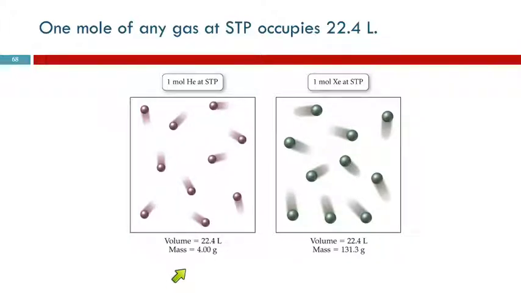The mass is different, though. The mass of 1 mole of helium is 4 grams. 22.4 liters of helium only weighs 4 grams. 22.4 liters of xenon weighs 131.3 grams, a lot more. These particles are more massive. They are larger in size. The larger size doesn't matter because it's mostly empty space, but the larger mass does matter.